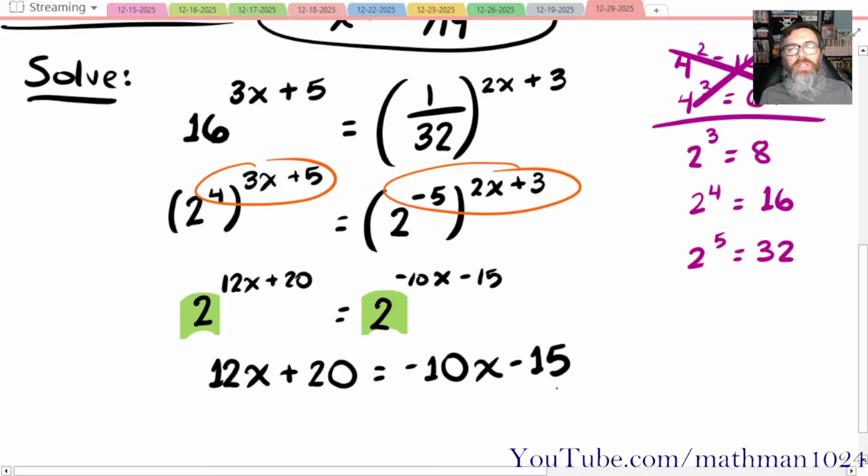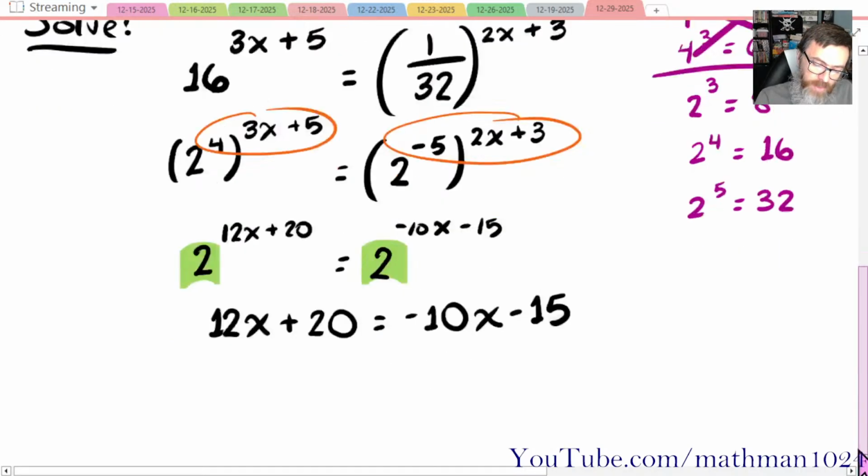Nice linear equation. Solve it like we've always done. So it means we're going to move the variables first. And here I'm going to add 10x to both sides, so I have a positive coefficient.